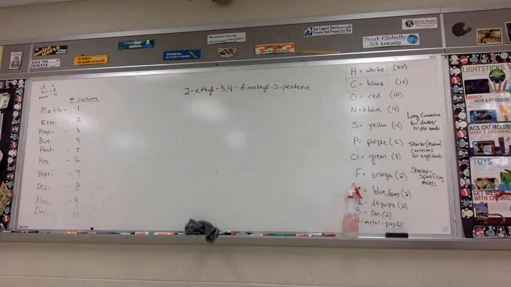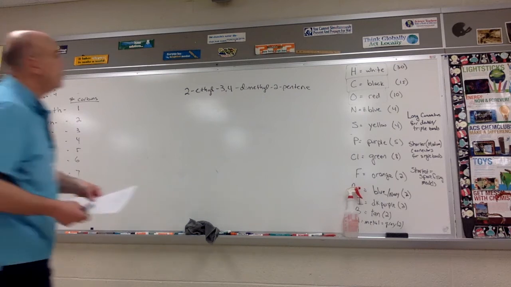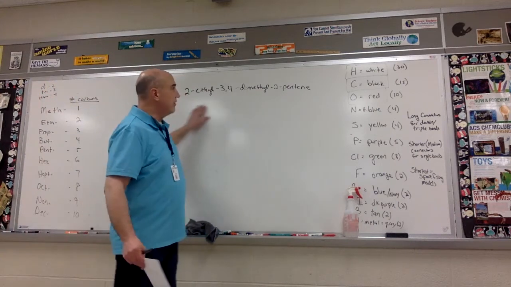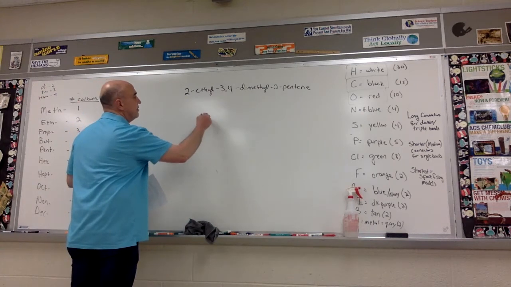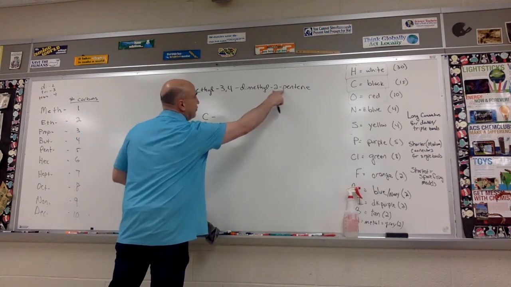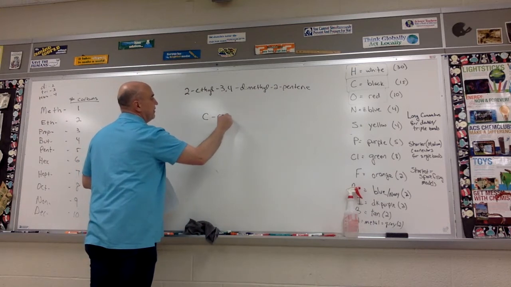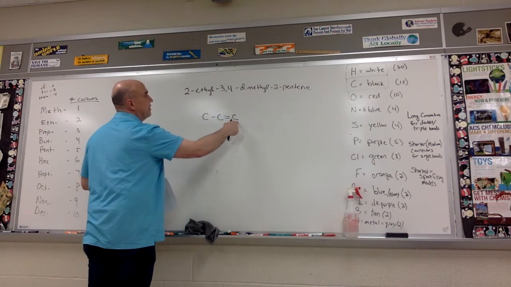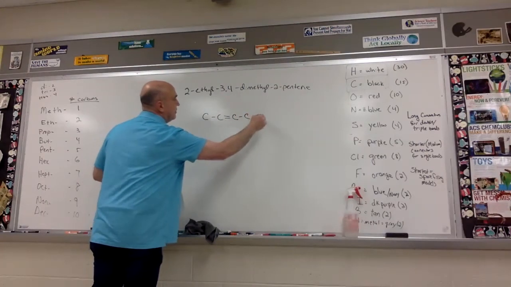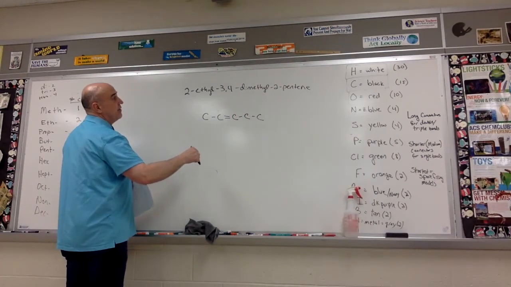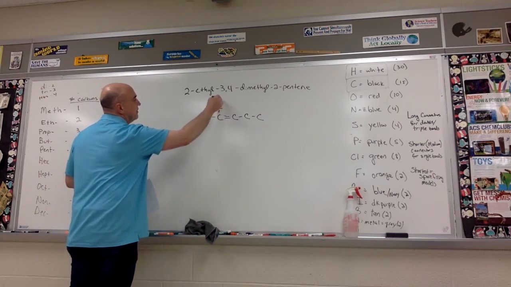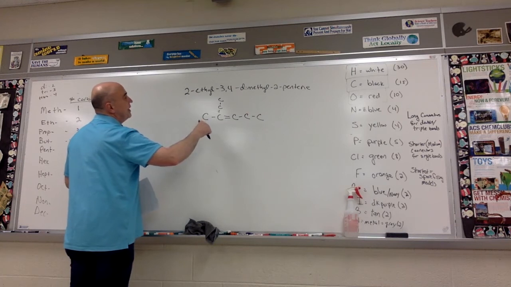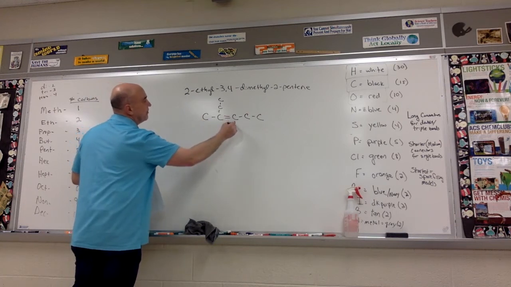Okay, so if we have 2-ethyl, 3,4-dimethyl, 2-pentene. When you draw these, you kind of work backwards. So I always draw the pentene part first. Since it's 2-pentene, that means the double bond is between the second and third carbon. And then they're telling us that we have an ethyl group off the second carbon and methyl groups off the third and fourth.